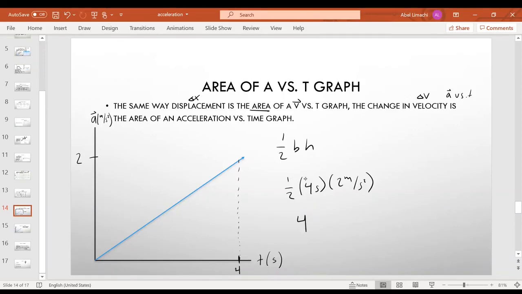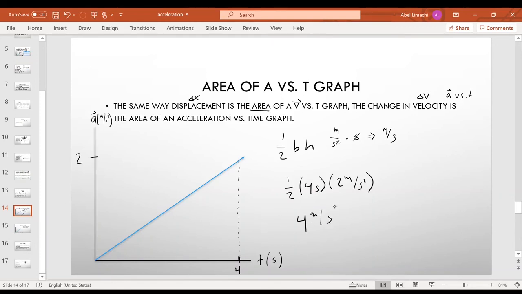The coefficient is going to be a value of 4. However, you see that the units might trick you up a little bit. So let's do this separately. Meters per second squared times seconds. One of these seconds is going to cancel out, so you're left with meters per second. So 4 meters per second.